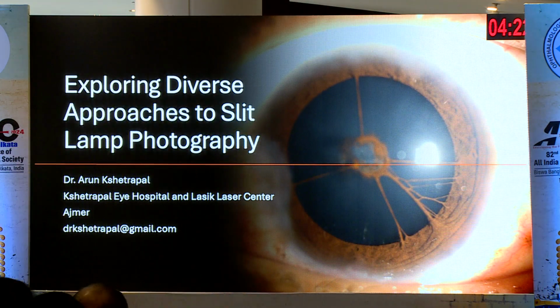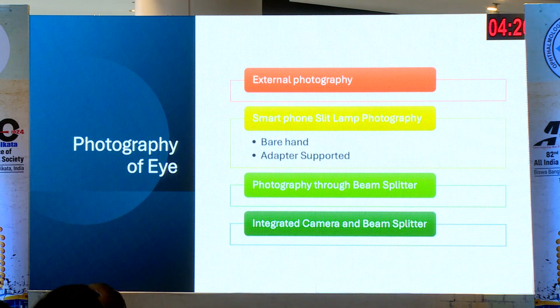Now coming to slit lamp photography. Basically, photography of the eye would involve 2-3 things. One is external photography. Another would be smartphone slit lamp photography, which can be done with a bare hand, or you can use adapters for support. Then you can do photography through a beam splitter, or there's an integrated beam splitter and camera incorporated into one device.